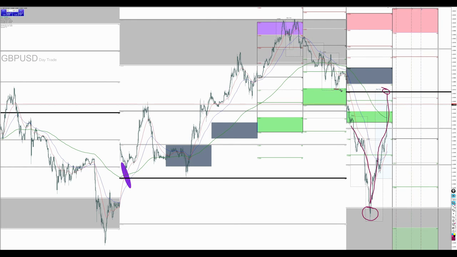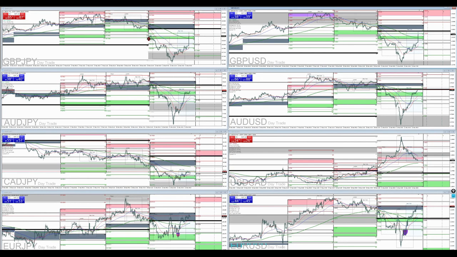And that filled the gap right here. This whole gap right here, gap filled. All right, so lots of interesting setups for later tomorrow and later on this week.